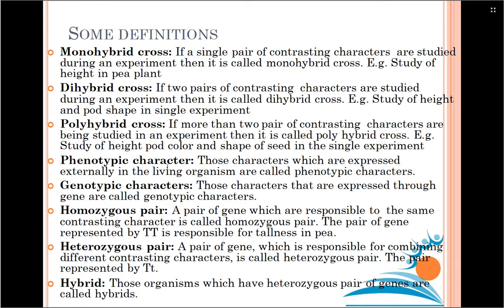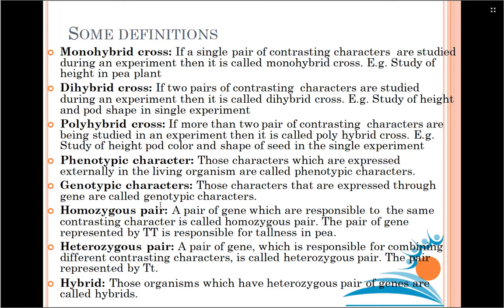Now, phenotypic character means the characters which are physically visible. It is visible physically, that is called phenotypic character. Like for example, your skin color, your height, and all. Genotypic character means those characters which are expressed through the gene, which are not visible from outside, but in the gene it is expressed. So you have to check the gene. So those characters which are expressed only in the gene are called genotypic characters.